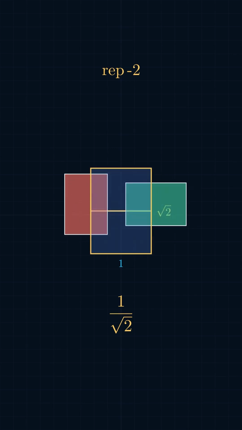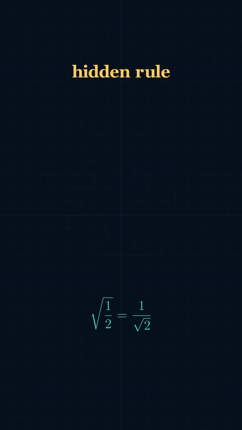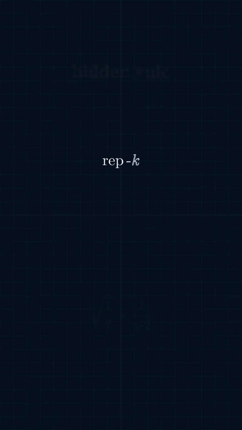And that has to be true. If 2 copies make the original, each copy has half the area, so each length shrinks by the square root of 1/2. This is the hidden rule behind every reptile. If a shape is rep k, its linear scale factor must be 1 over square root of k.